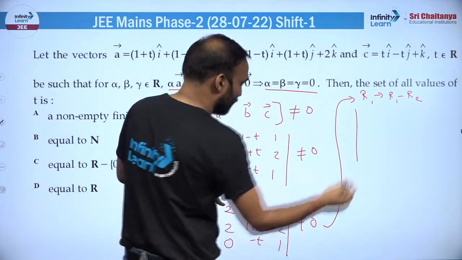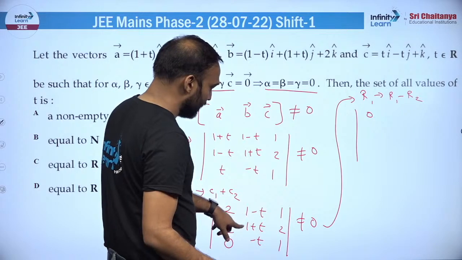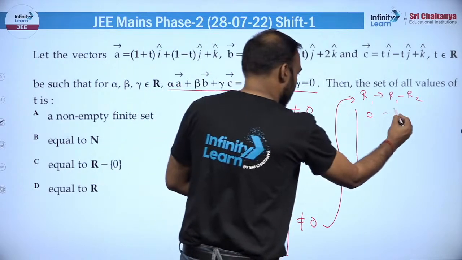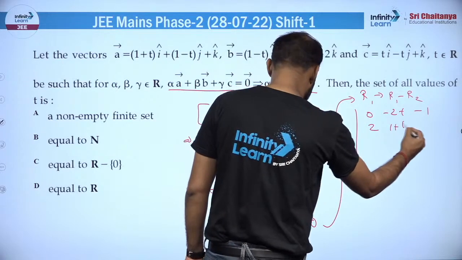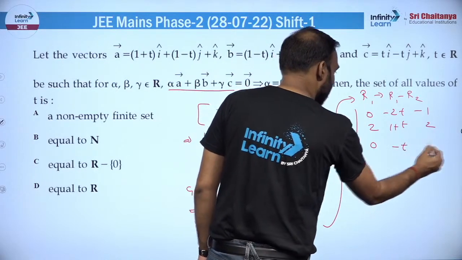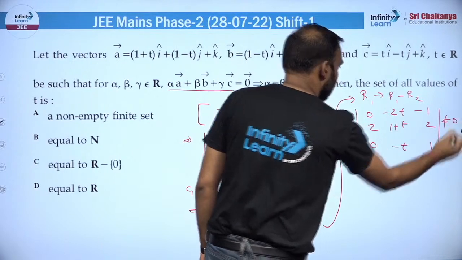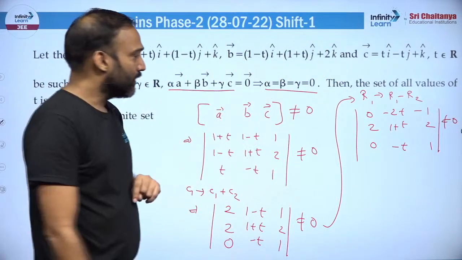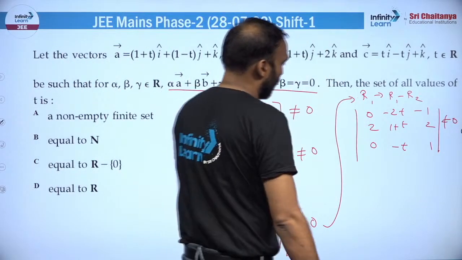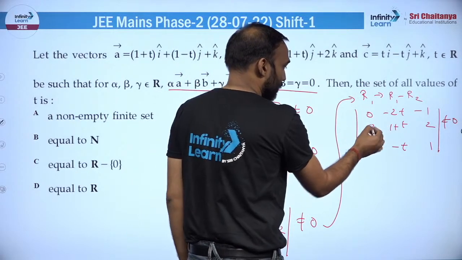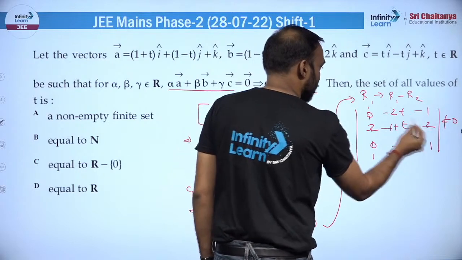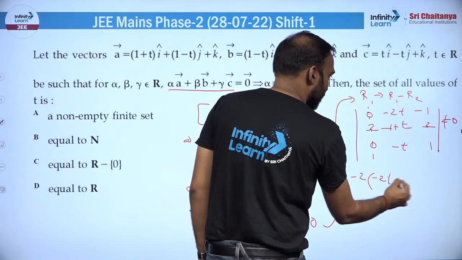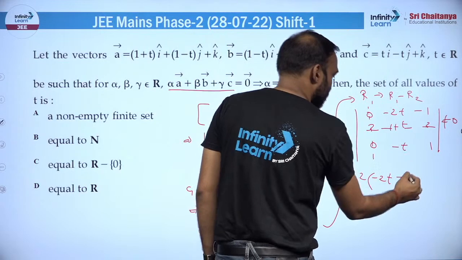So this becomes 2 minus 2 is 0. 1 minus t minus of 1 plus t would be minus 2t. This is minus 1. This is 2, 1 plus t, 2, 0, minus t, 1. This cannot be equal to 0. Now I can open this determinant, right, according to column 1. So this is plus 0, this is minus, so minus 2. This goes out, this goes out. So this into this is minus 2t, minus of plus t.